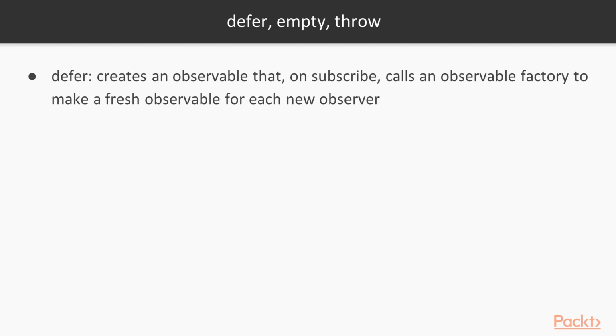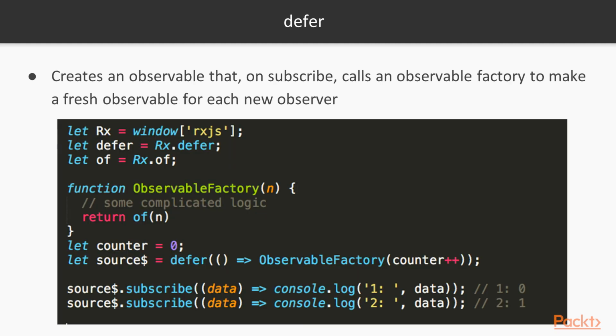Defer creates an observable that, on subscribe, calls an observable factory to make a fresh observable for each new observer. Why do we need defer? Sometimes we need more complicated logic while creating observables, or retrying them on error. So if we want an observable to depend on some external variables that can vary between subscriptions, then we need defer. In this example, you can see that each time I subscribe to the source sequence, I get a different starting value. Of course, this example is very simple, but it explains very well how defer works.